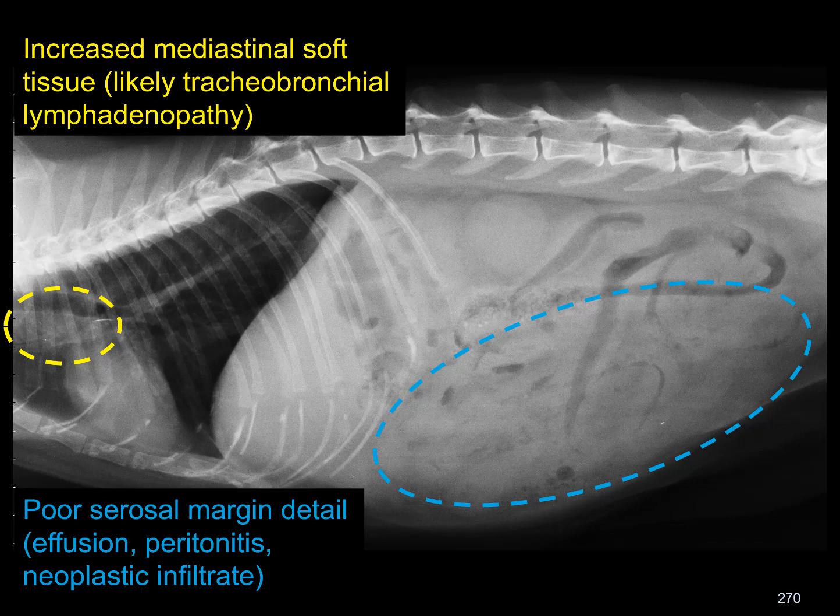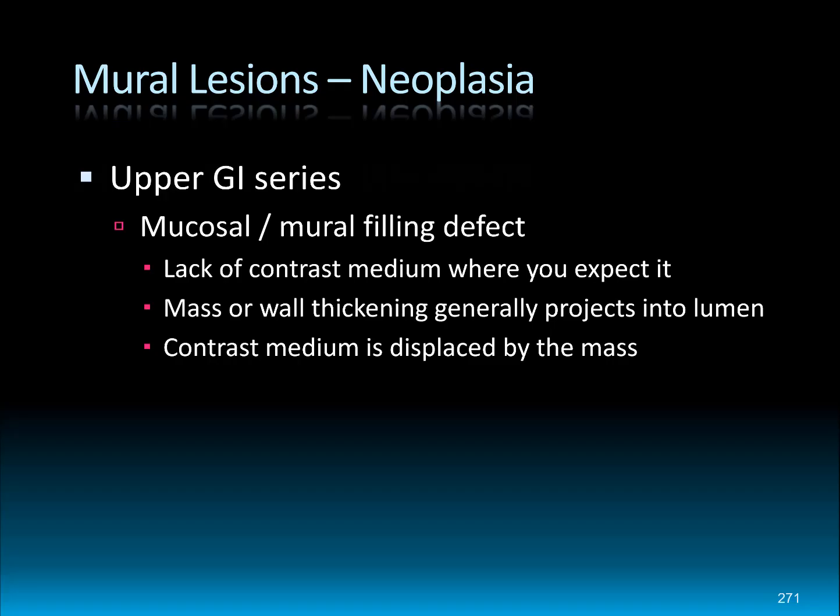So in light of that, this is not what I would expect to see with inflammatory bowel disease. We've got more evidence of peritoneal disease on top of everything else. So now there's even stronger likelihood that this is going to be something neoplastic.